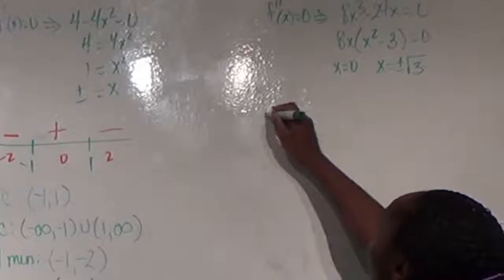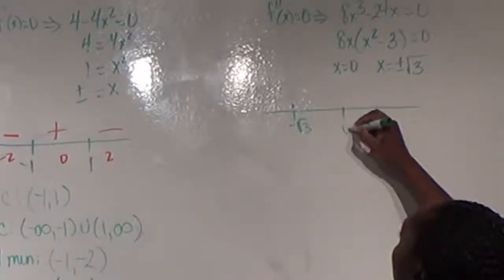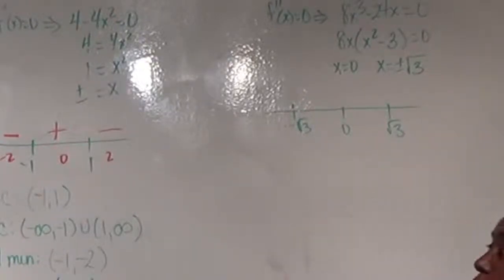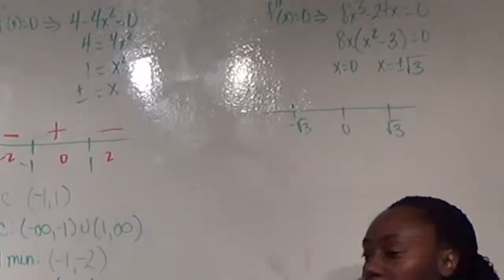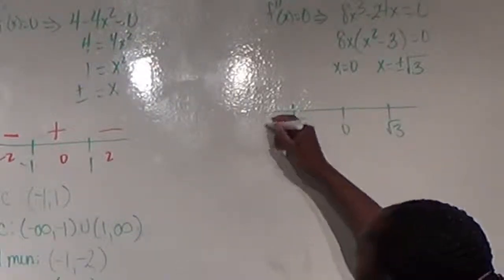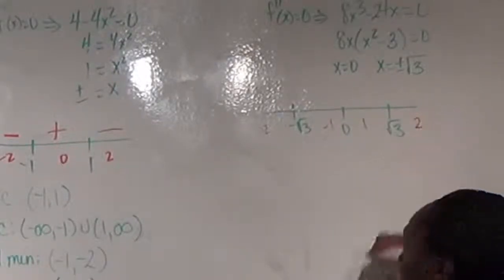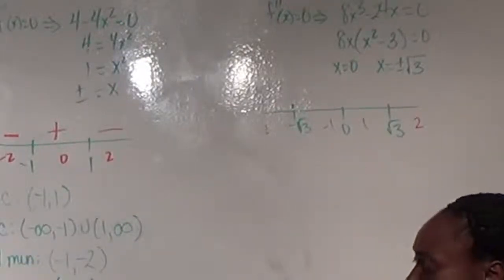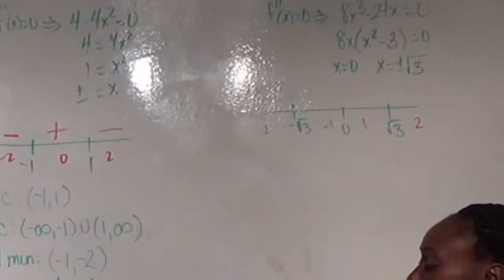Okay. So on my number line here, again, I want to test points in each region. So root 3 is about 1.7, so I need something further. So -2, -1, 1, and 2 will work. Again, I'm plugging this into the second derivative here. Again, the bottom is always positive, so I only care about what happens on the top.